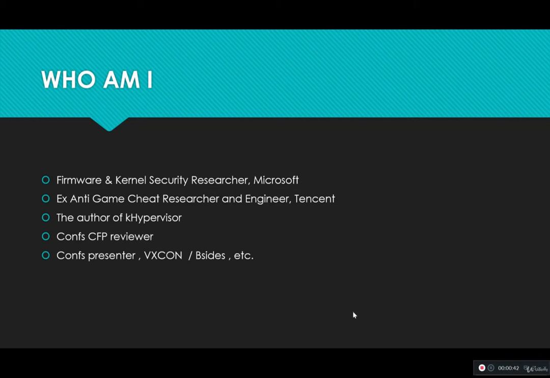I was predominantly responsible for designing the anti-game cheat driver, as well as the engineering part and exploring some low-level methodology to defend against game hackers. I also released a bunch of open source projects, and one of them is KHypervisor, a famous hypervisor for detecting other hypervisors on Windows. I'm also a reviewer for a bunch of conferences, as well as a presenter at BXCon and BSides, etc.